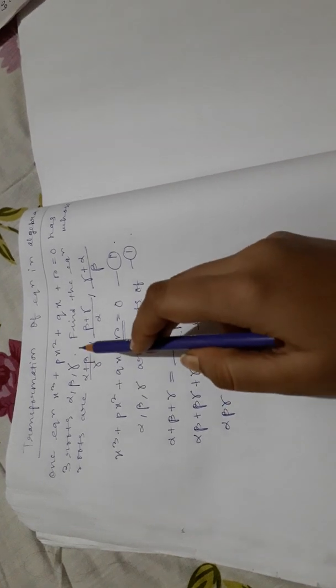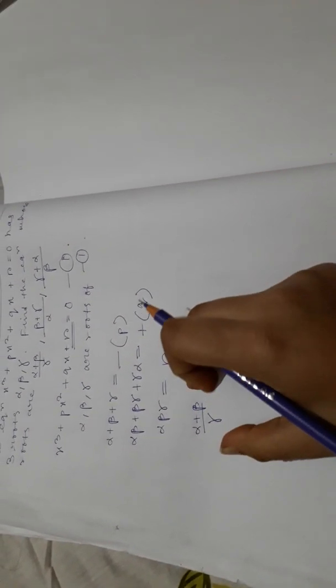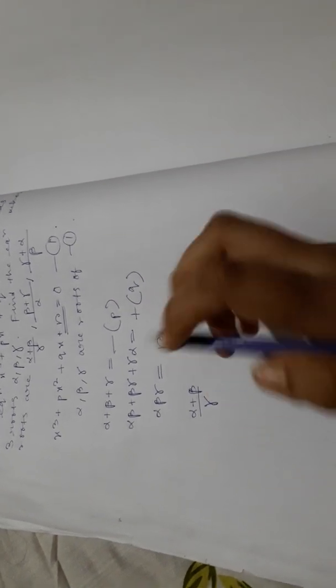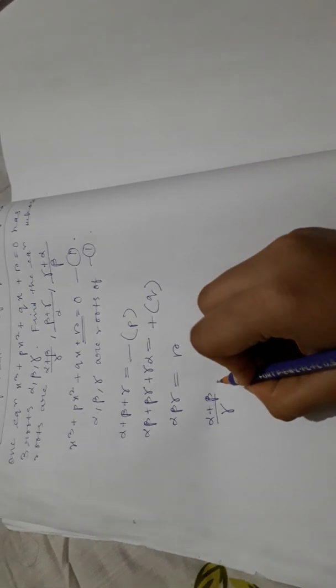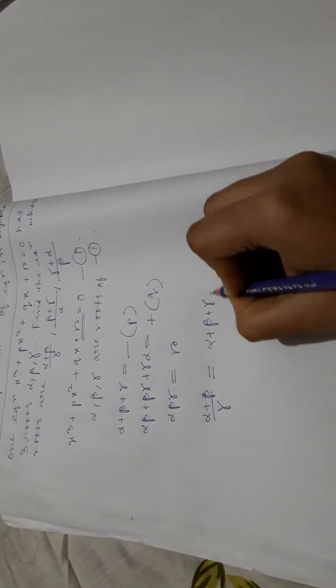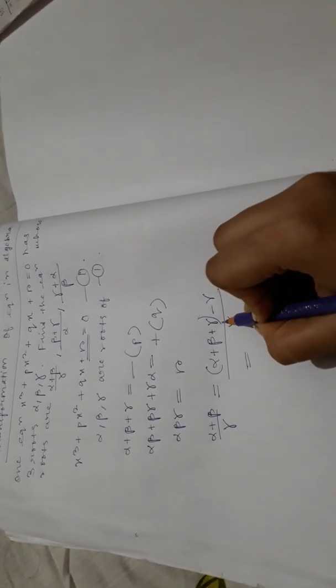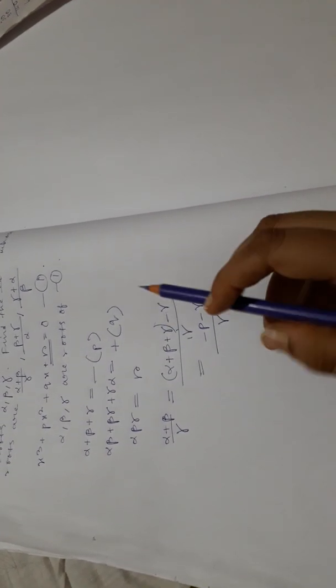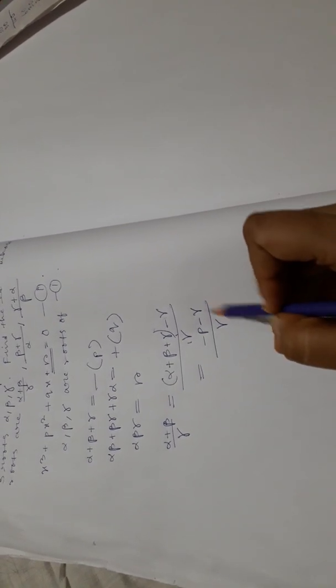Now we will take one root. Suppose I take the first, alpha plus beta by gamma. Now I have to modify this in such a way that I am left with only one type of variable. So I can write this as alpha plus beta plus gamma minus gamma, by gamma. Now if I put the value of alpha plus beta plus gamma from here, then except for gamma, the remaining will be a constant. So alpha plus beta plus gamma from here is minus p. So minus p minus gamma, by gamma. See, I modified this in such a way that we are left with only one type of variable, not three variables. We are left with only one variable.